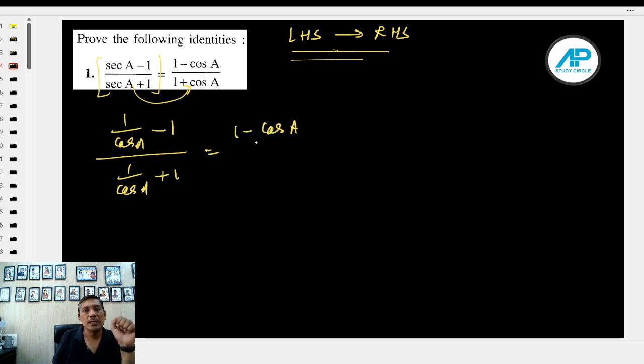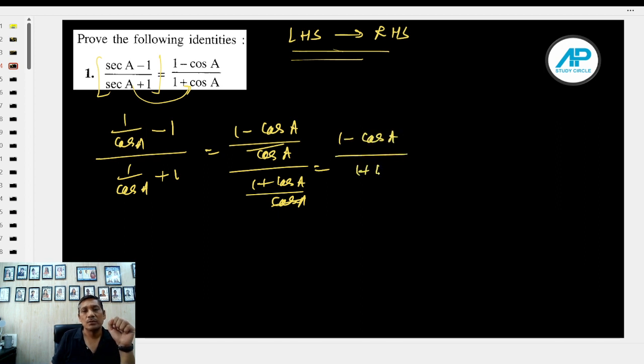1 minus cos a upon cos a, 1 plus cos a upon cos a. This cos a and cos a is cancelled. I got 1 minus cos a upon 1 plus cos a. That is the formula for sec a minus 1 upon sec a plus 1: 1 minus cos a upon 1 plus cos a. Simple, and both surprise you sometimes, give you very basic questions.